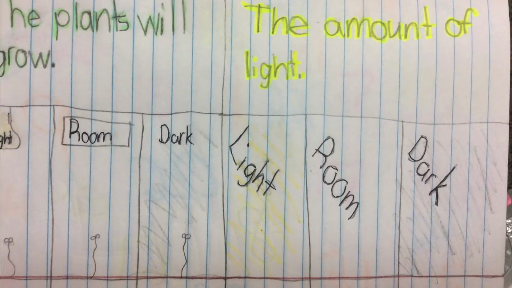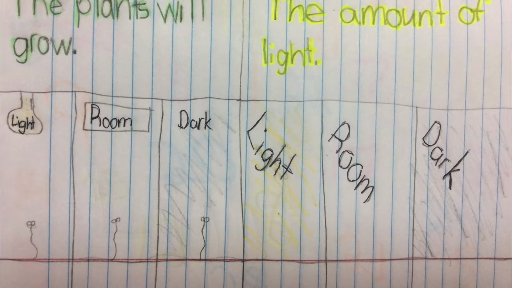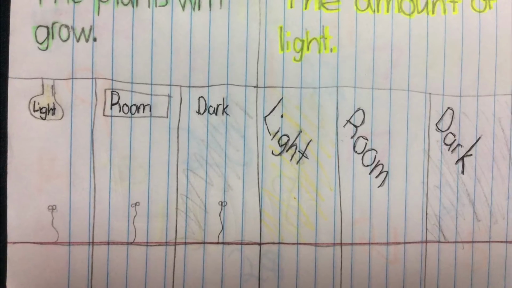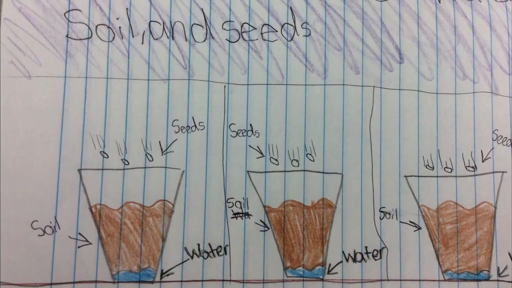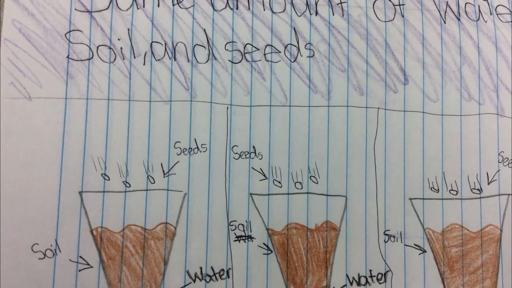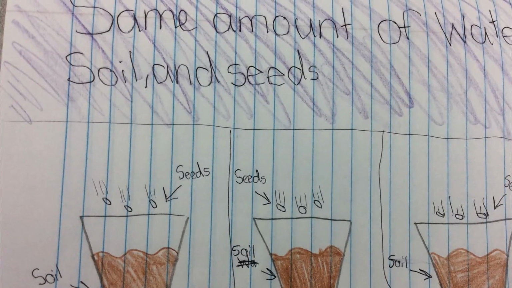To answer our question, we chose a responding variable and a manipulated variable. Our responding variable is how much the plants will grow. Our manipulated variable is the amount of light. Anything else that can change in our experiment is called a controlled variable. Examples of controlled variables in our experiment would be the amount of water, soil, and type of plant.